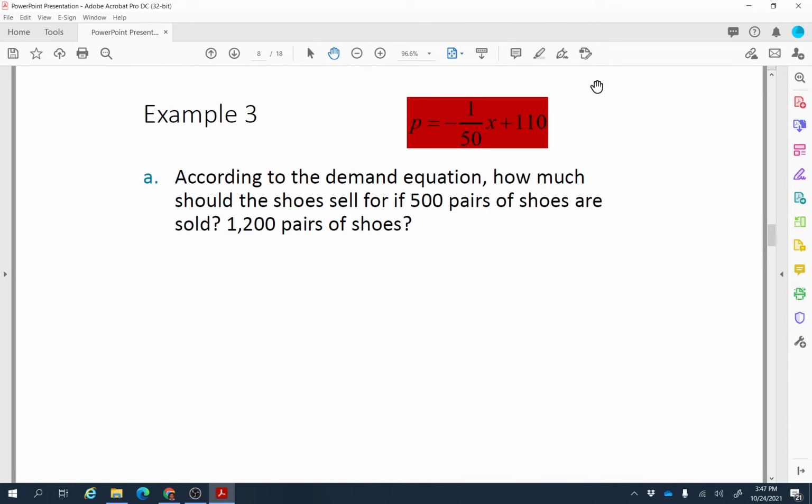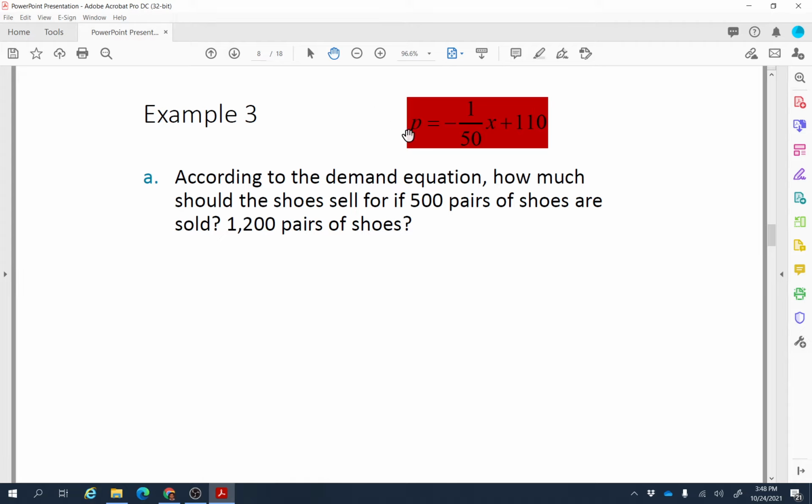So now the question is, according to the demand equation, how much should the shoes sell for if 500 pairs of shoes are sold? Meaning, what is the price if the number of pairs of shoes sold is 500? So that's the first question. The second question is, what is the price if the number of pairs of shoes sold is 1200?